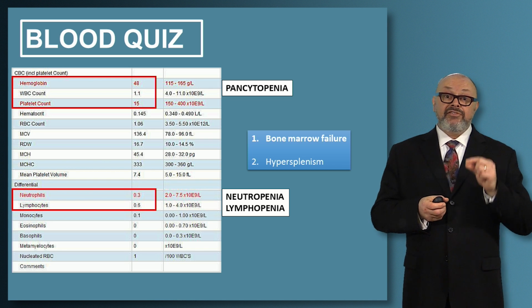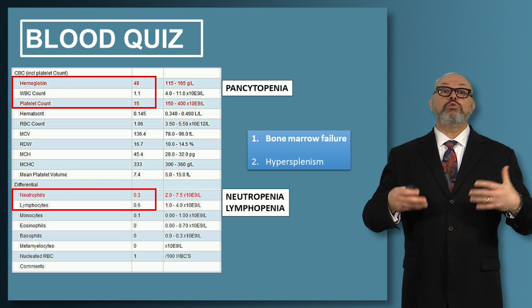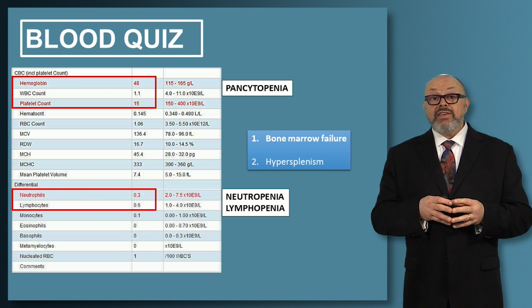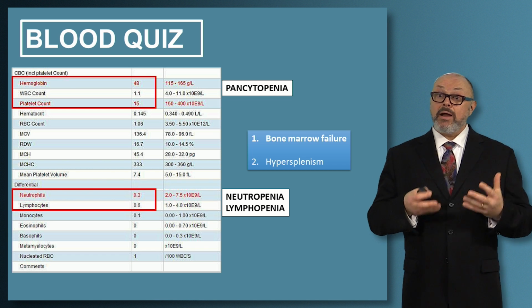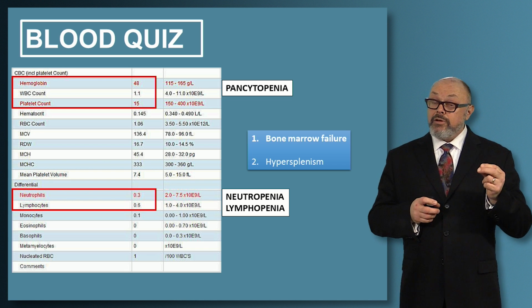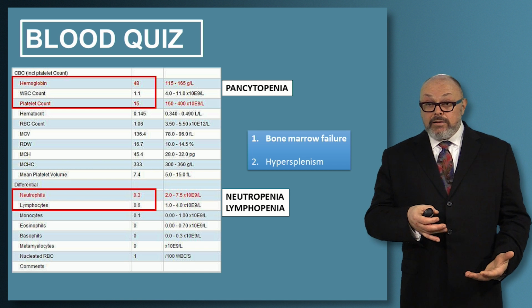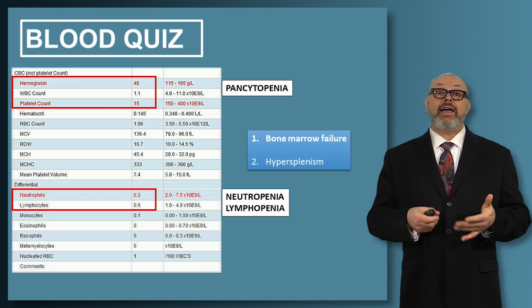And we see in the diff that her neutrophil count is low and her lymphocyte count is low. Low, low, low, everything is low. This probably means she has bone marrow failure. That's by far the most likely diagnosis. However, if you were to find that she also had a massively enlarged spleen, it could be that this is all caused by hypersplenism.